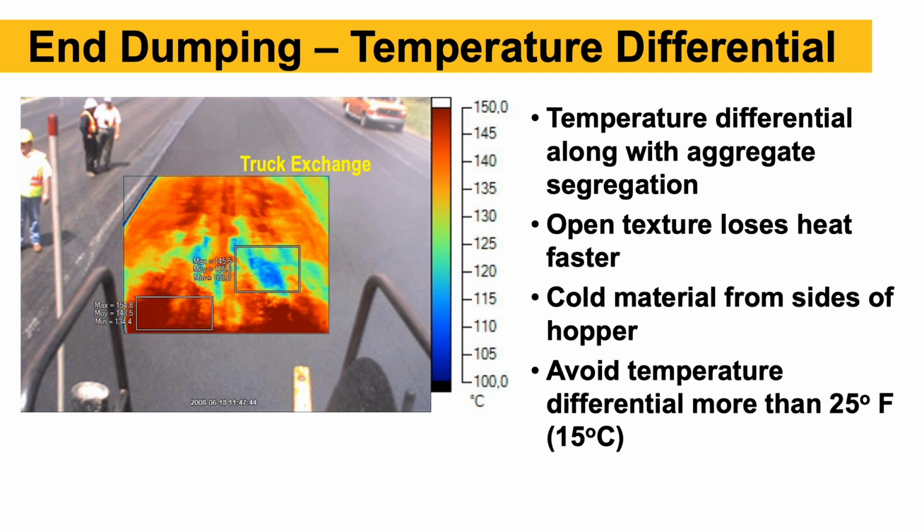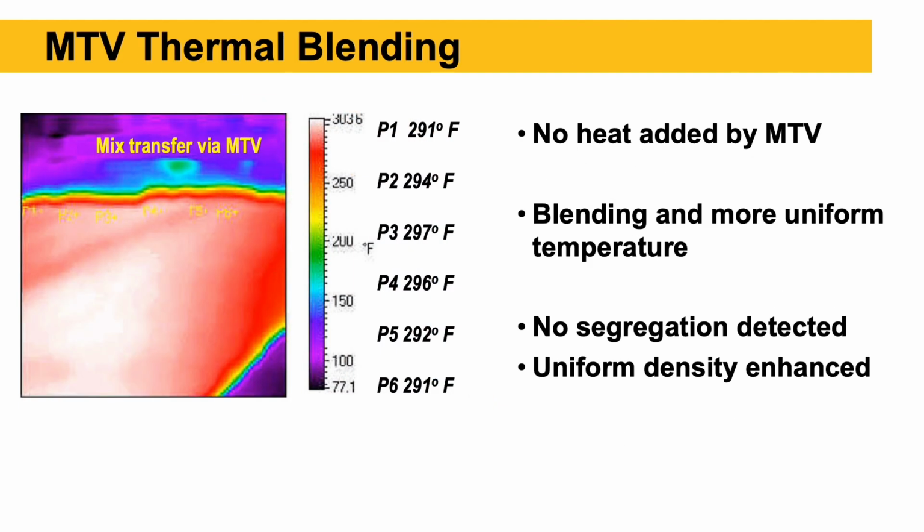This slide just shows temperature differentials. You're always going to get a little bit of temperature differential in between truckloads, or even with an MTV, if you let that hopper run too low, you'll still end up with segregation or temperature differentials. The key is to try and minimize anything more than 25 degrees difference. This slide shows a thermal image of the mat behind the paver where an MTV has blended that material. The whole idea here is, again, the remixing does help with uniformity when it comes to temperatures and aggregate segregation.